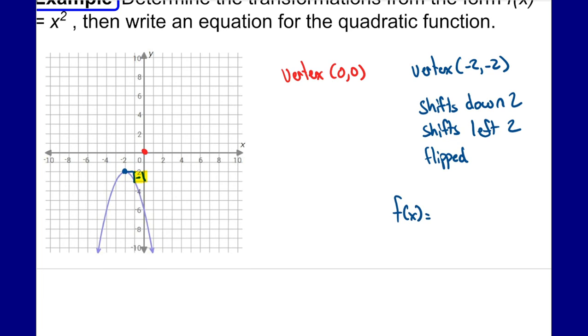So f of x equals negative. You could put -1 if you wanted to. Times (x minus -2). So in this case, (x plus 2). Again, opposite of what you see. And then shifts down 2. So negative (x plus 2) squared minus 2.